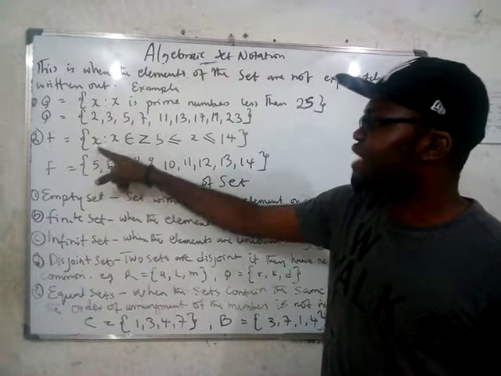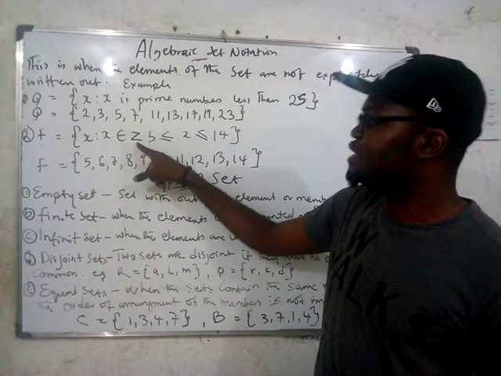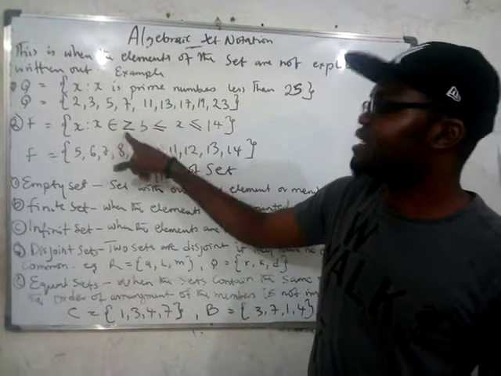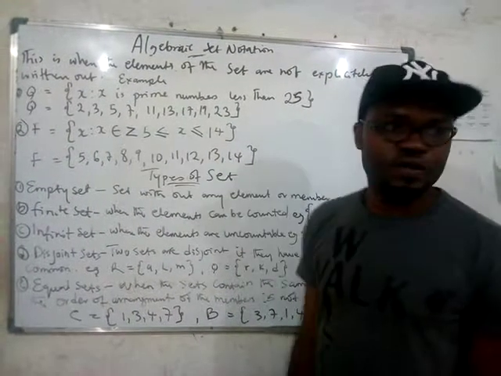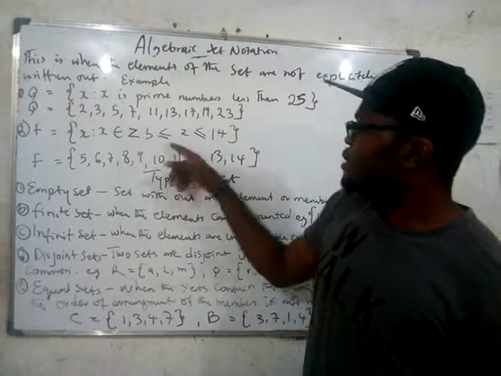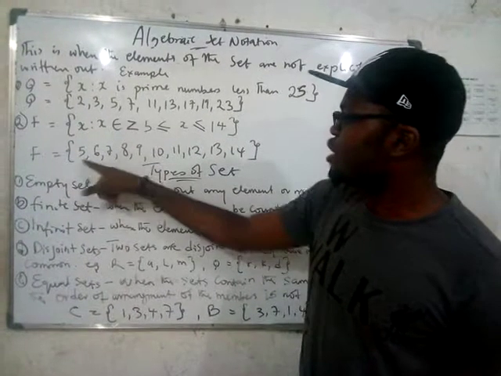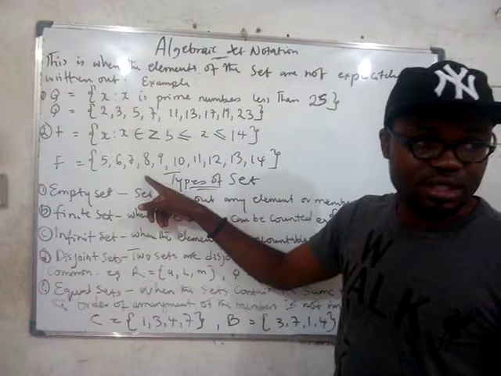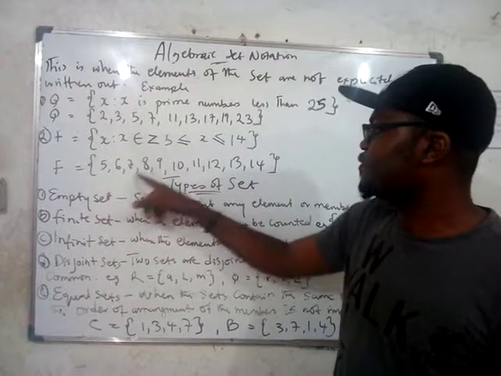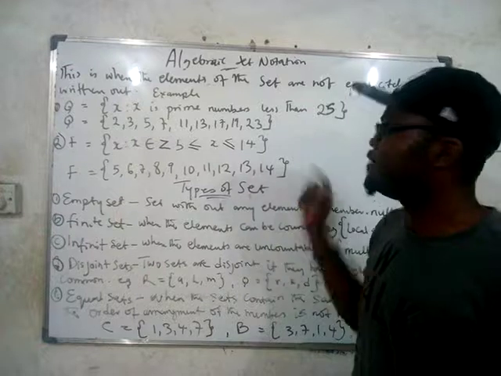Now check out this second one. F is a set of X such that X is a member of integers, and this integer ranges from 5 to 14, with 5 and 14 inclusive. Is that clear? The representation is all the integers from 5 to what? 14. And you know integers are whole numbers, isn't it? So we have 5, 6, 7, 8, 9, 10, 11, 12, 13, 14.